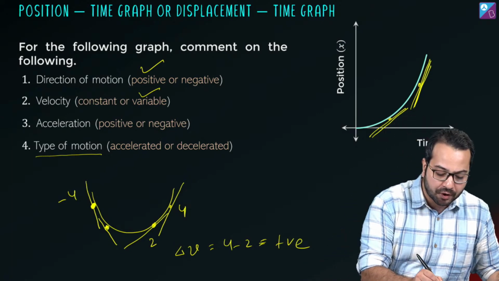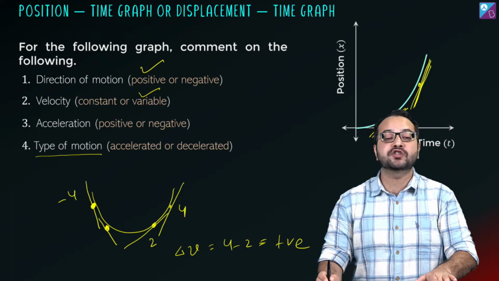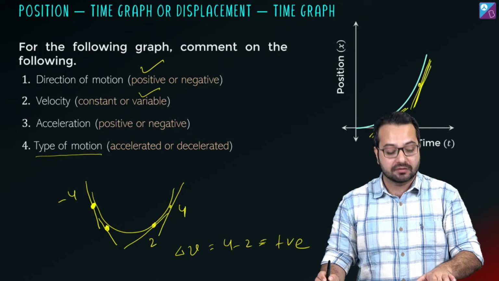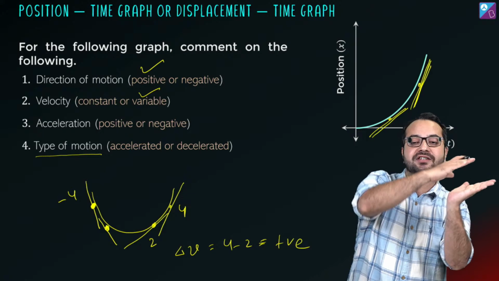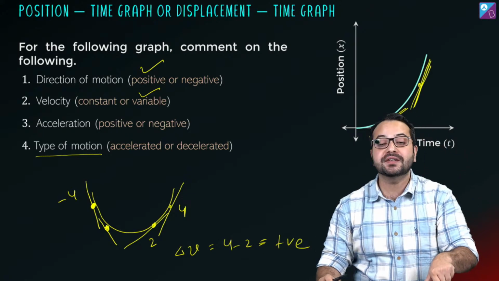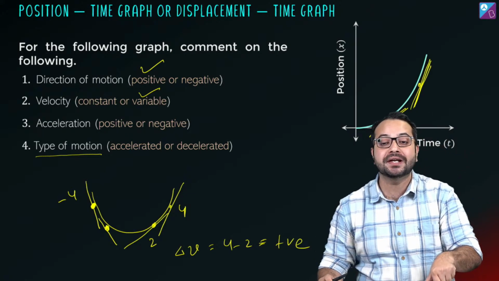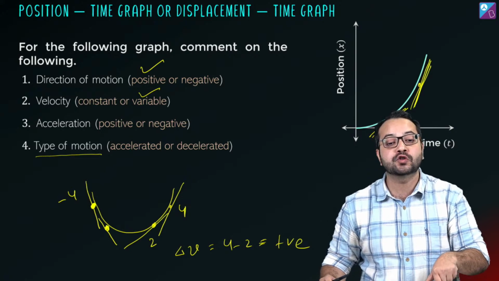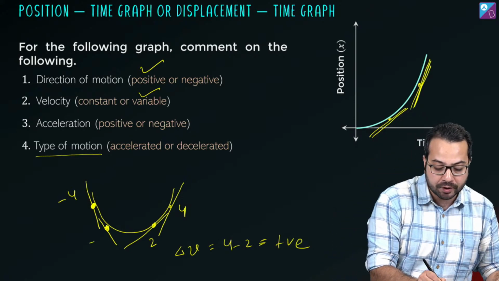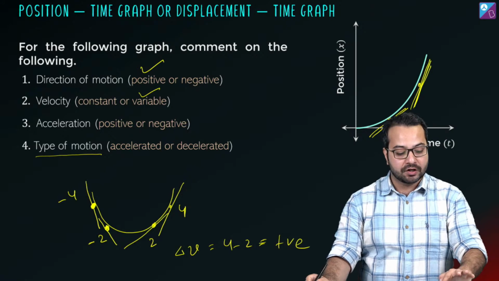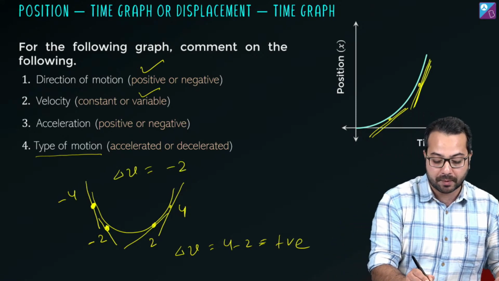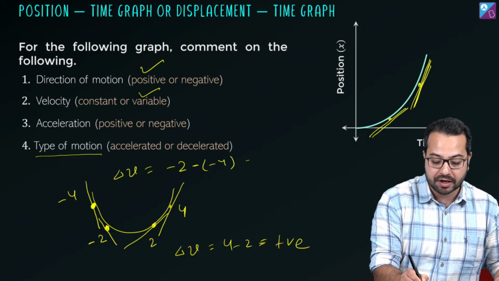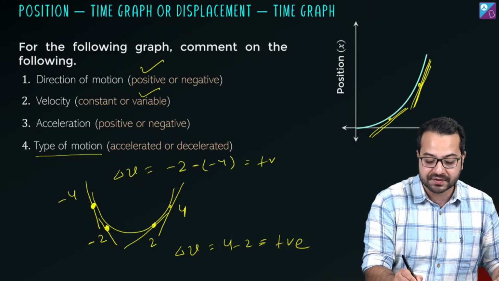And what about this point? It has a slope which is lesser in magnitude. The tangent is a little flat. So what does it mean? It means that the slope is negative, but it is also low in magnitude. So let's give it minus 2. Now you find the change in velocity. If you find the change in velocity, this is going to be minus 2 minus minus 4, and this is going to be equal to positive.